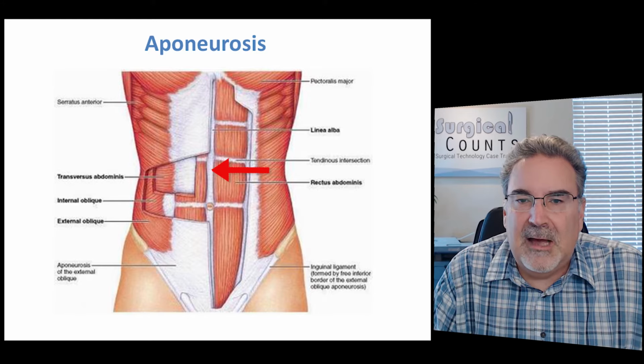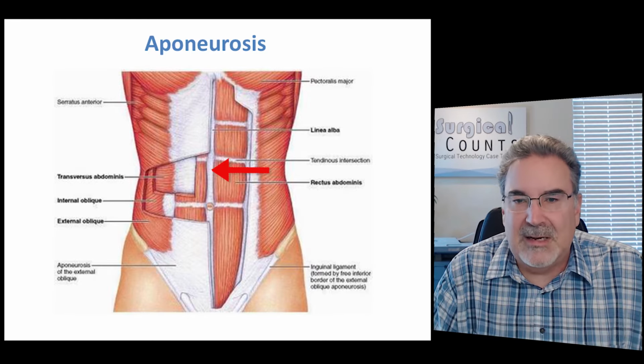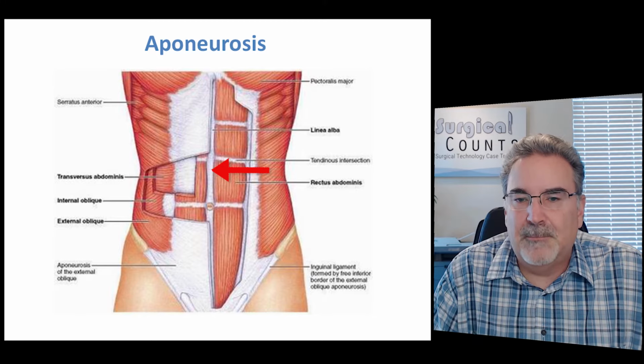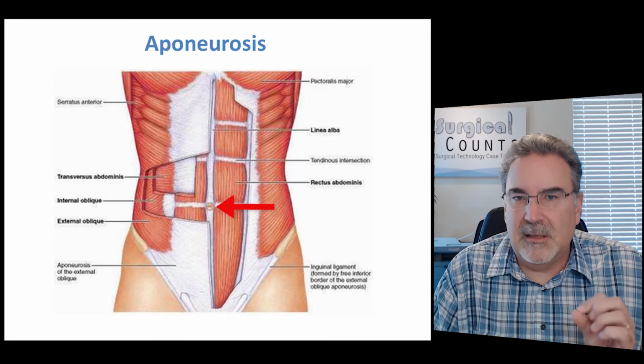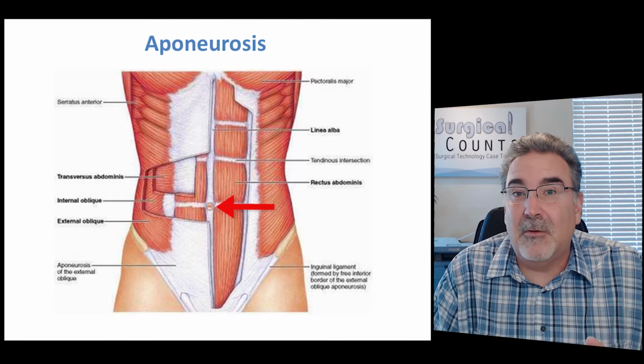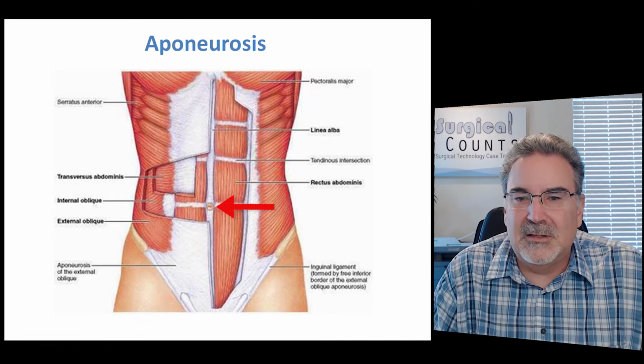So the linea alba is a good place to make your midline incision straight down the middle of the abdomen. And notice that the linea alba goes right through the belly button. Whoops, sorry, that's the low class term. The navel. Wait, that's a middle class term. The umbilicus. That's the high class term for the belly button. So the umbilicus is located right in the middle of the linea alba.